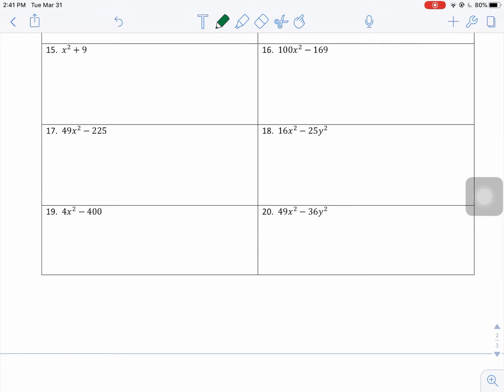On number 15, is there a GCF other than 1? No. Is it subtraction? No. Is it a trinomial like we were doing yesterday? Is it 3 terms? No. So when you look at number 15, you can't do anything to that. You would either say cannot be factored or not factorable. So you can't break that apart. That doesn't happen often, but we do give you some of those every once in a while.